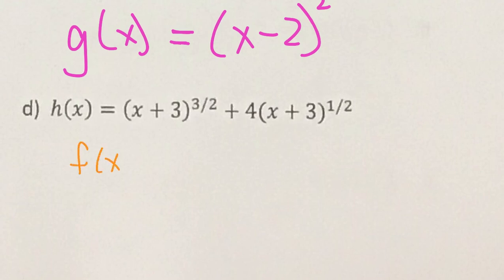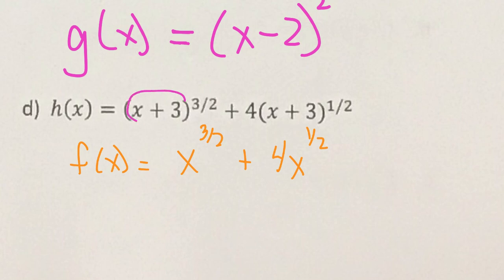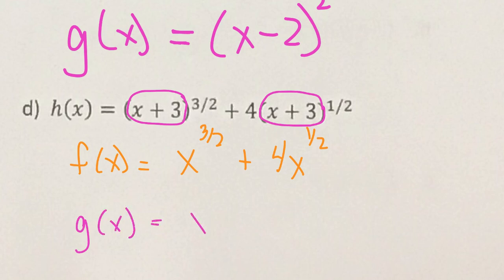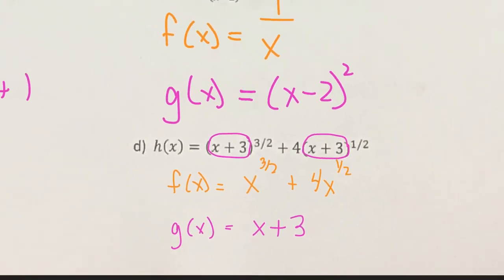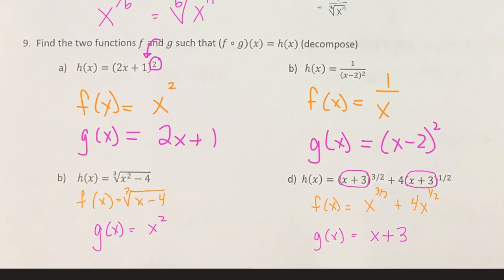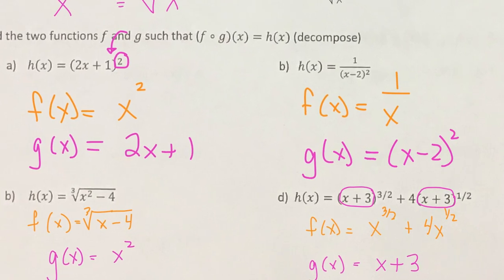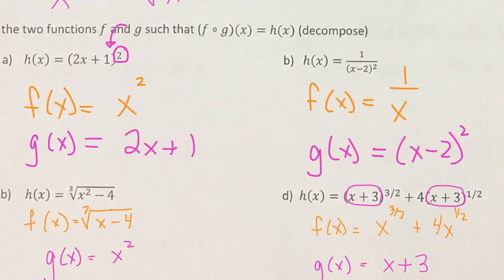But maybe not this one. So this is x to the 3/2 plus 4x to the 1/2. Right? Notice that you see the x plus 3 in here twice. That means each of these places is going to be represented by just x. And we're going to replace those x's with an x plus 3. So here is your decomposition stuff. You'll see some of those on your test tomorrow also.